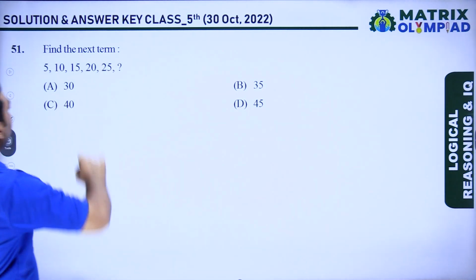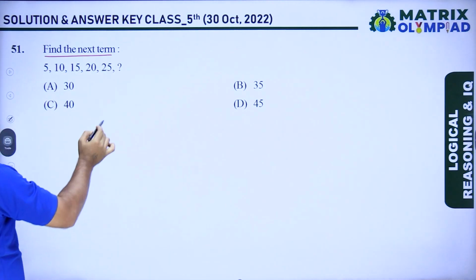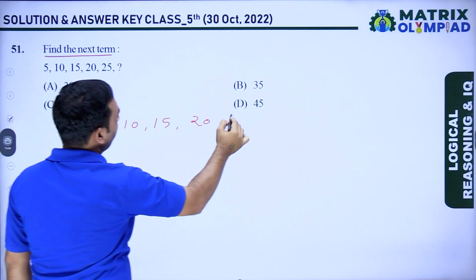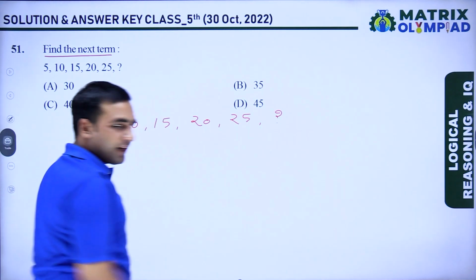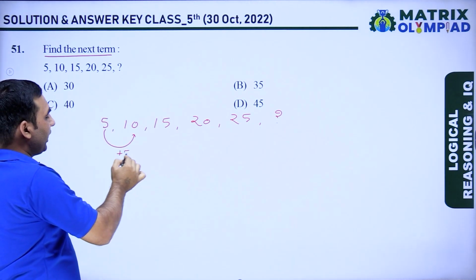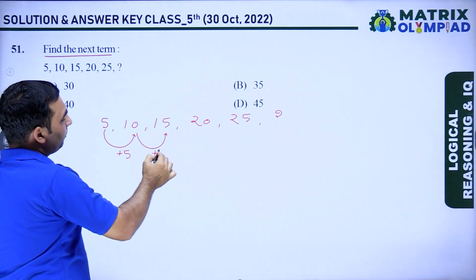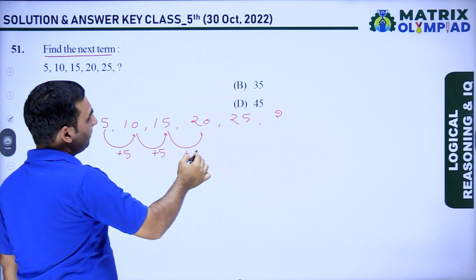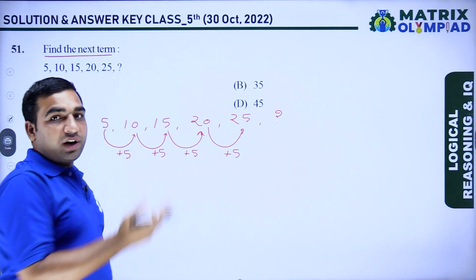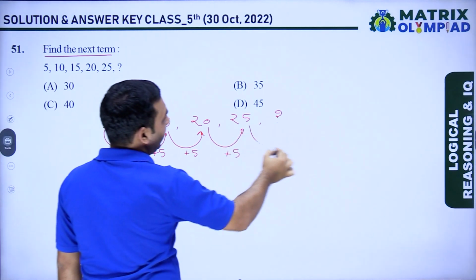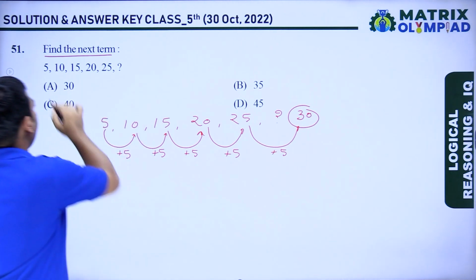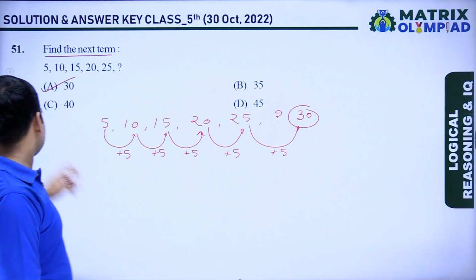As you see, question number one says find the next term. Our number series is 5, 10, 15, 20, 25. What is our next term? 5 plus 5 is 10, 10 plus 5 is 15, 15 plus 5 is 20, 20 plus 5 is 25. What is the next term? We add 5 to 25, then our answer is 30. Option A is the correct answer. Let's see the next question.